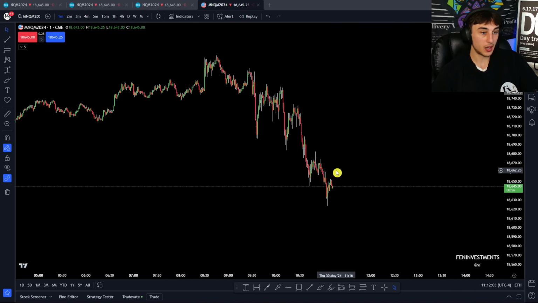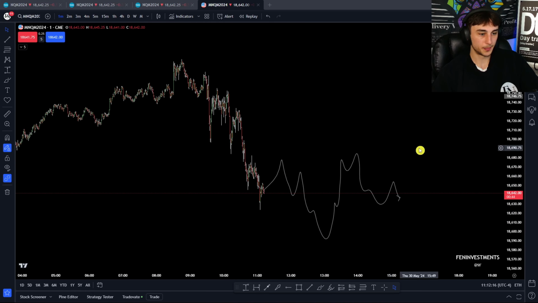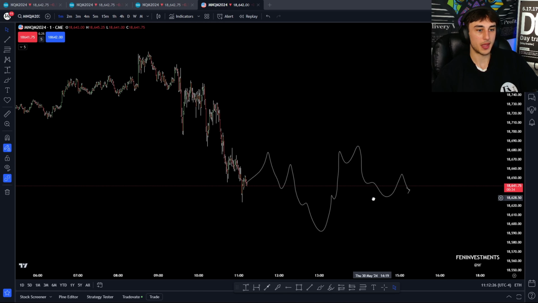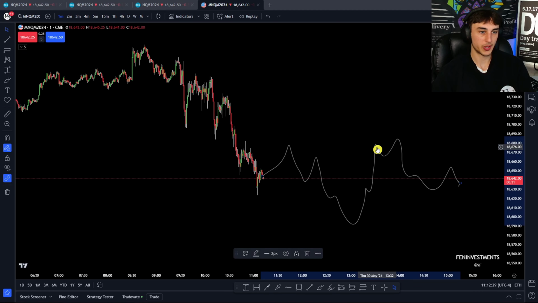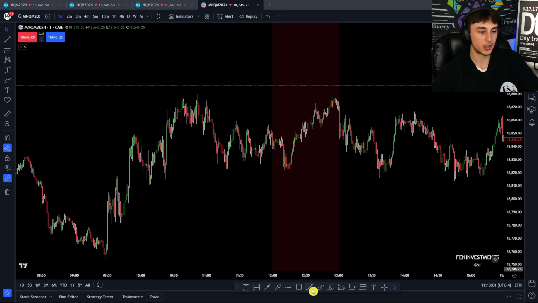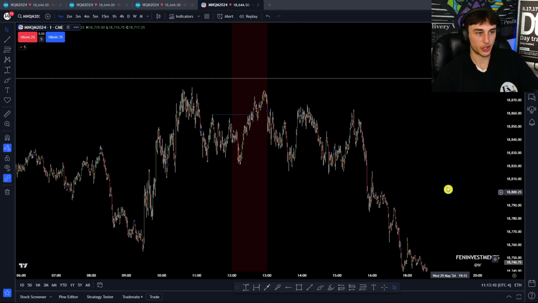If we consolidate into lunch, so from this 11 o'clock all the way into lunchtime, what will happen is, again, it should sweep either a low or a high and then continue in a direction. So for example, yesterday, we consolidated into lunch. But what happened was lunch came, took out a buy side level, then continued in that direction lower, right?